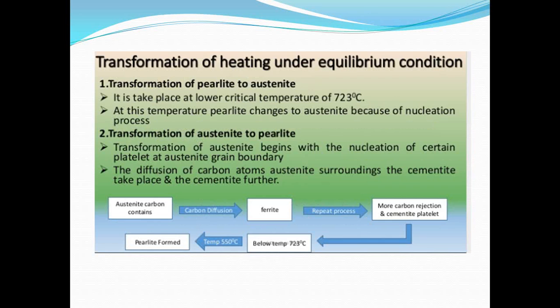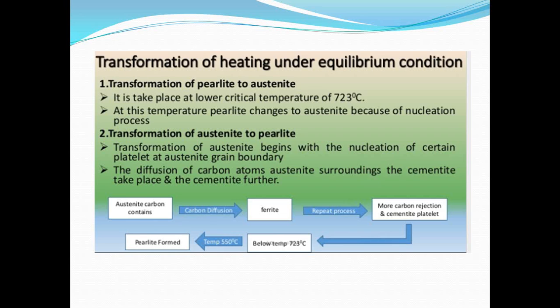So how does the transformation happen during heating? Under equilibrium conditions, we say the transformation of pearlite to austenite. How is the pearlite transformed to austenite? It takes place at the lower critical temperature of 723 degrees centigrade. Normally the pearlite is transformed to austenite at a temperature of 720 degrees centigrade. At this temperature, the pearlite changes to austenite because of the nucleation process.